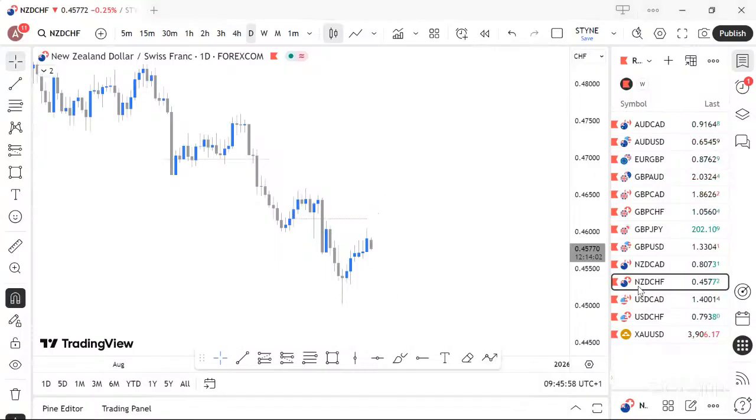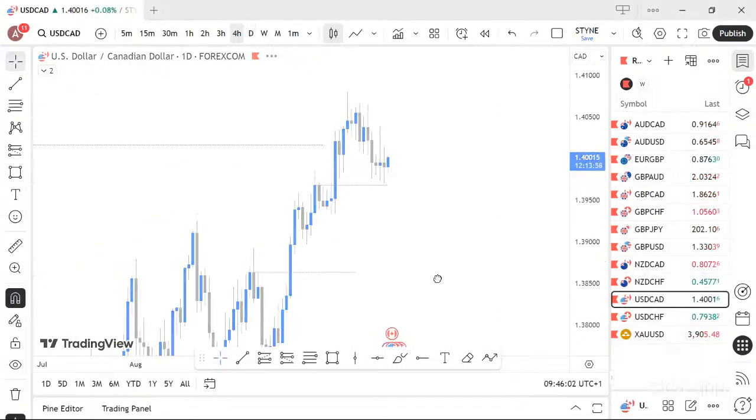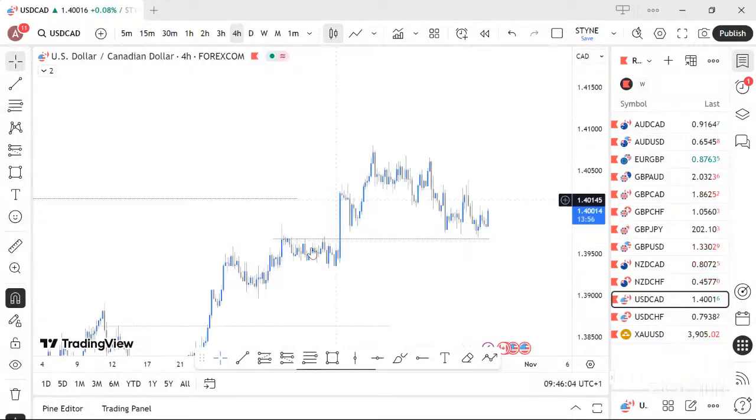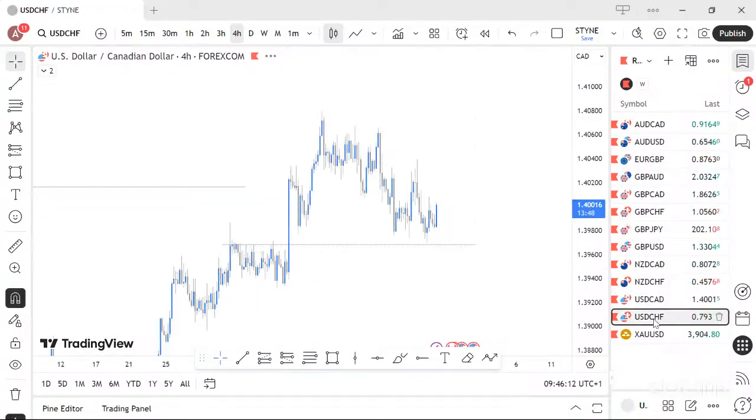Okay, I talked about USD CAD also. You see, 4 hours. This is after we took here with a body. This is the expansion that has not yet been touched. So I'm expecting USD CAD to fall here, and then we play.